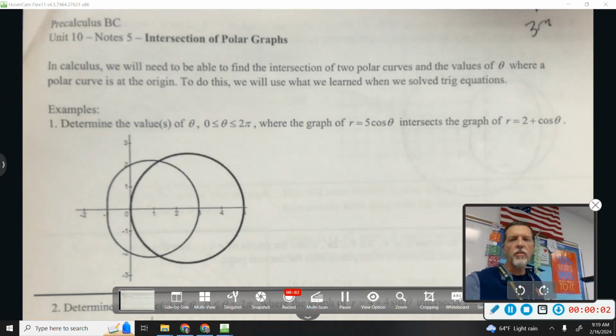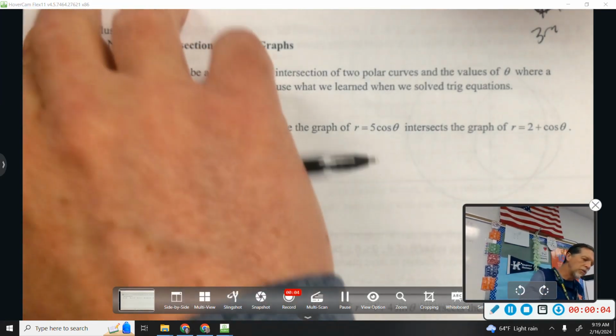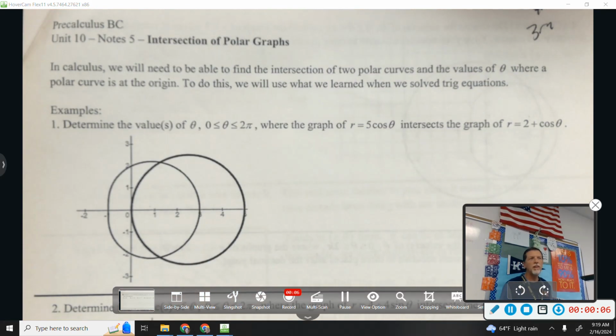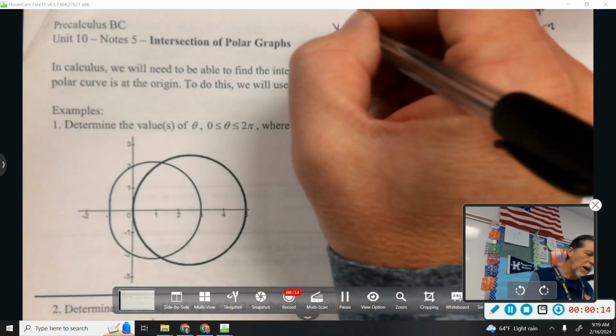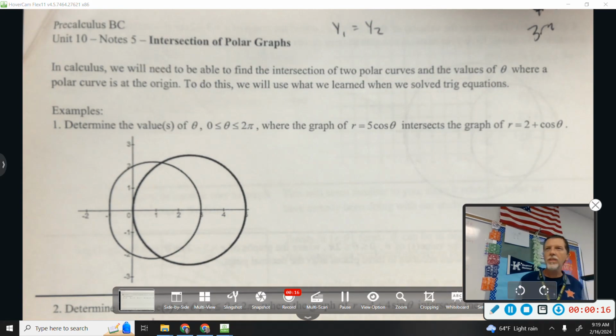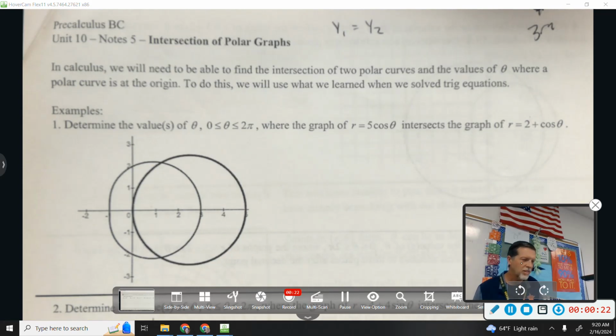So yay for us. Last day of new notes in this unit. Intersection of polar graphs. When you look for intersections in the rectangular world, you just set y1 equal to y2 and solve for x. It's kind of the same thing here, except instead of y's, it's r's.